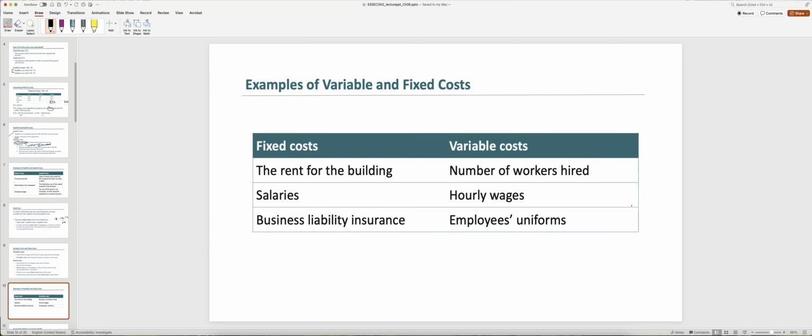And so you'll also see this in the homework as well as in the quiz. You'll be needing to make these distinctions between variable and fixed costs. Again, you can see here with the variable costs, those would all be things that change with the level of activity, with the level of production.